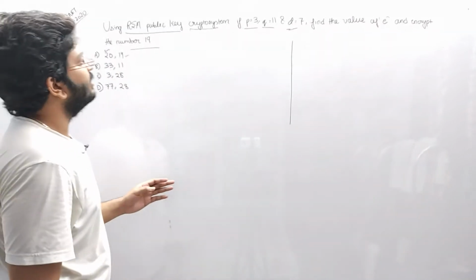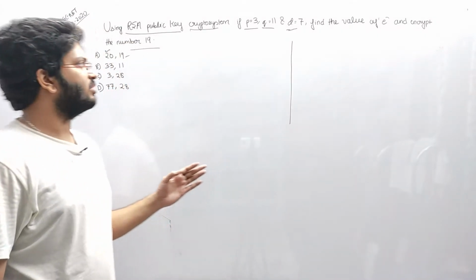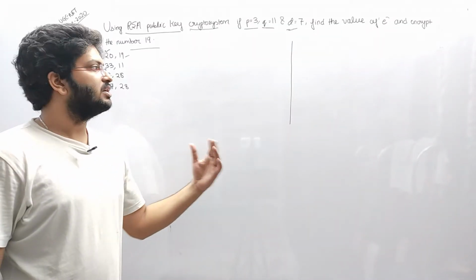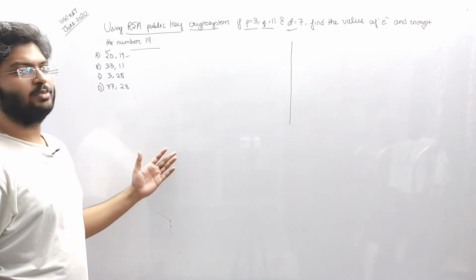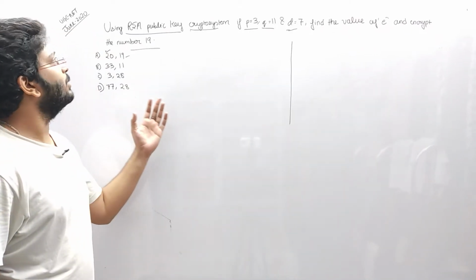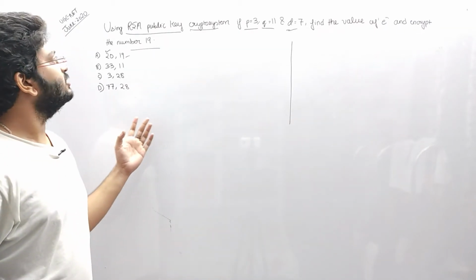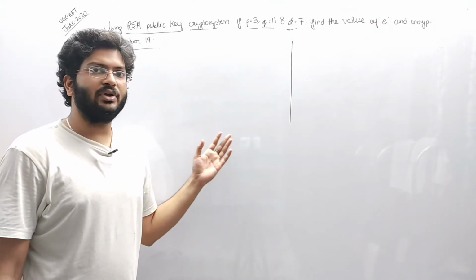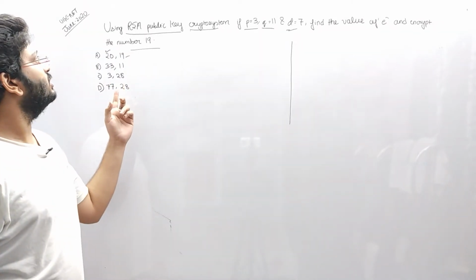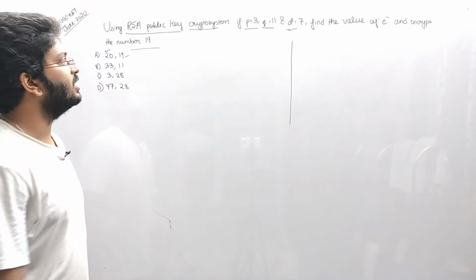So it is basically under the concept of network security, where we have to encrypt a message, send it, and on the receiver side the receiver will decrypt the message. So it is basically on that concept of RSA public key crypto system. RSA is named after three scientists, Rivest, Shamir and Adleman. So here we have the question on RSA public key crypto system.